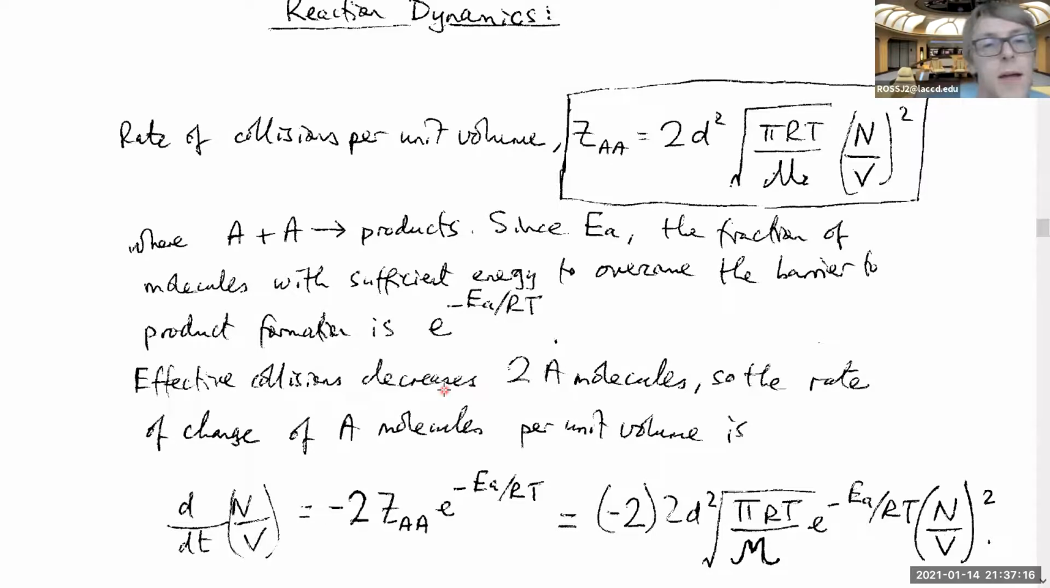Now, we're considering a chemical reaction where we have A and another copy of itself to give a product. Now, the activation energy: we know the fraction of molecules with sufficient energy to overcome the barrier from our earlier discussion of the Arrhenius equation. The fraction was this exponential decay, e to the minus EA over RT.